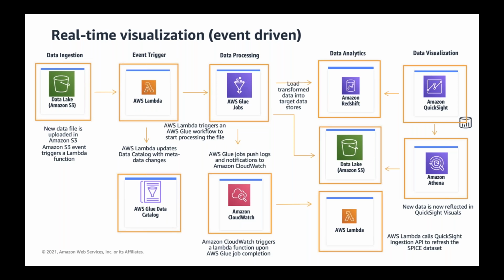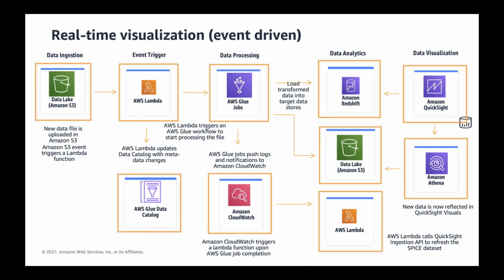And to trigger the SPICE dataset refresh after those Glue ETL jobs we talked about finish, CloudWatch can trigger a Lambda function that initiates the refresh. This pipeline essentially transforms your data, updates the QuickSight SPICE datasets after completion, and after the data is imported into SPICE, you can simply create visuals, as you normally would, to display the data.